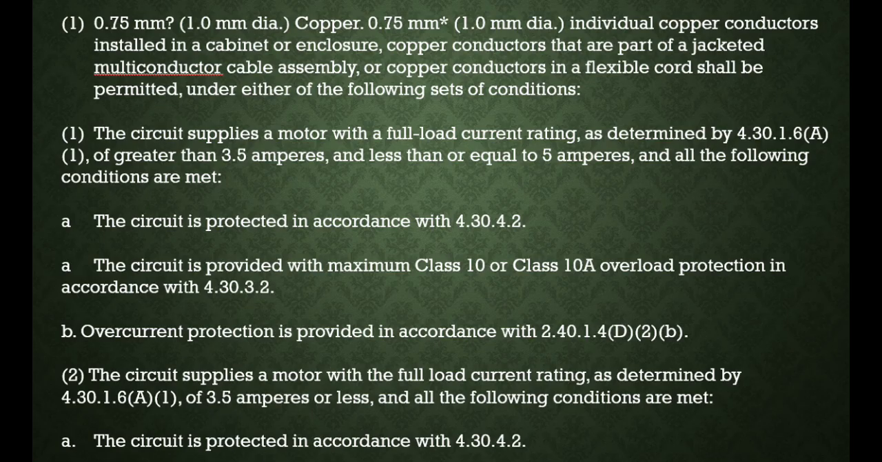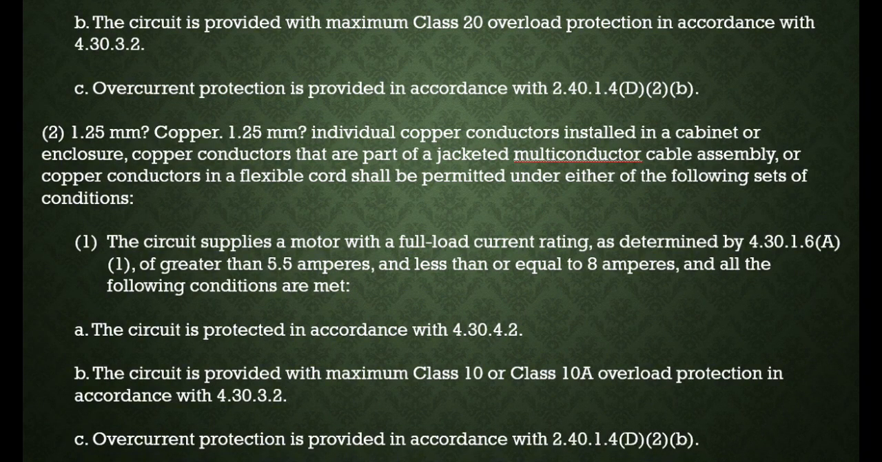If the circuit supplies a motor with a full load current between 3.5 and 5 amperes, it must be protected per 4.30.4.2, have class 10 overload protection, and overcurrent protection per 2.40.1.4 D to B. For motors 3.5 amps or less, the circuit must be protected per 4.30.4.2. Also, this section covers the use of 1.25 mm copper conductors.